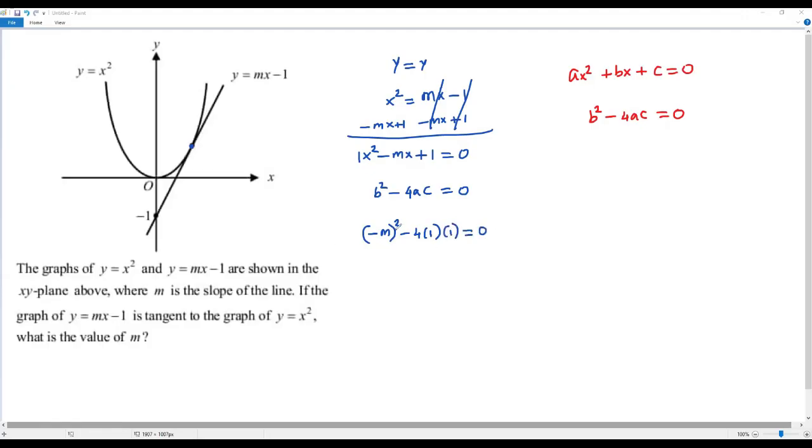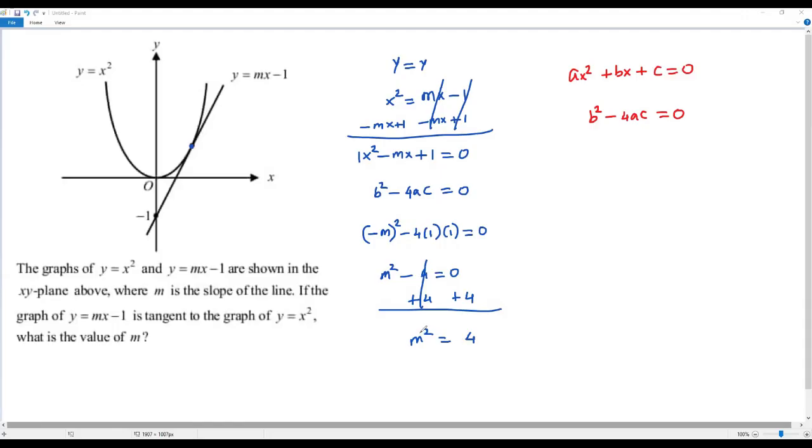Okay, here negative m the whole squared. Whenever I square a negative value, the negative will become positive, and we can take this exponent 2 for this m alone. Then we get m squared, minus 4 times 1 times 1, which is 4, equals 0. Okay, now let me add 4 to both sides of this equation. This negative 4 and positive 4 will cancel out. m squared equals positive 4.